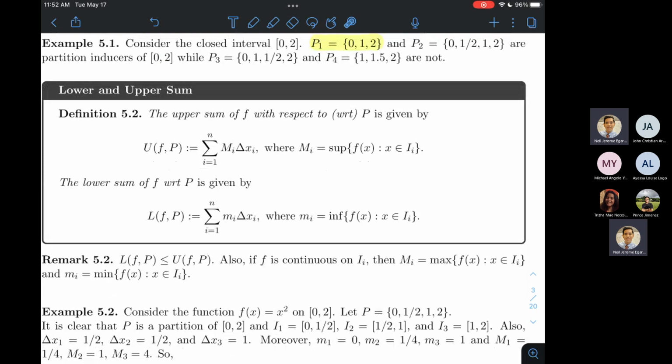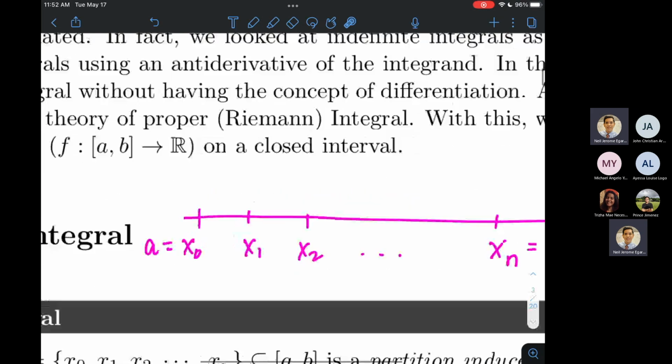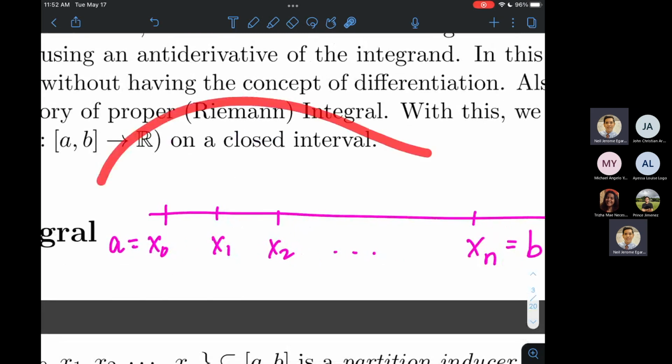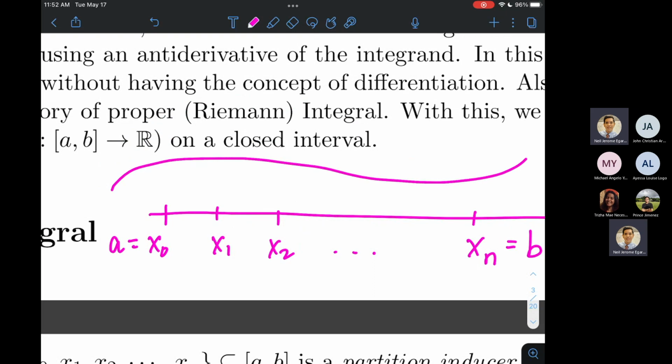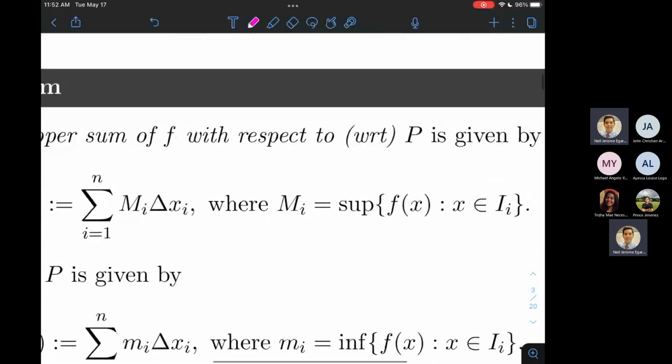That's all I need, the concept of a partition inducer, and then we can proceed to defining the lower and upper sums. Sometimes we call them the upper and lower Riemann sums. So what does it say? The upper sum of f with respect to the partition inducer P is given by this formula. Essentially, if you have a partition inducer and, for example, a bounded function, then on each interval, say the first interval, we take the supremum. Let me just double check that. Yes, we take the supremum of the function values over all x in each subinterval of [a, b].